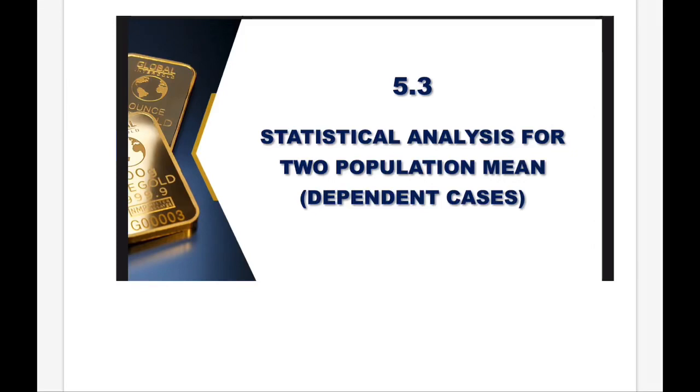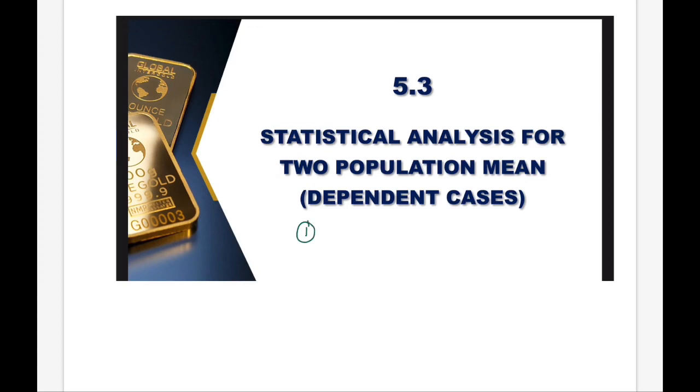So let's continue. 5.3 statistical analysis for two population mean, but this time for dependent cases. How do you know your sample is dependent? Recall back our confidence interval. How do you know that our sample is dependent?